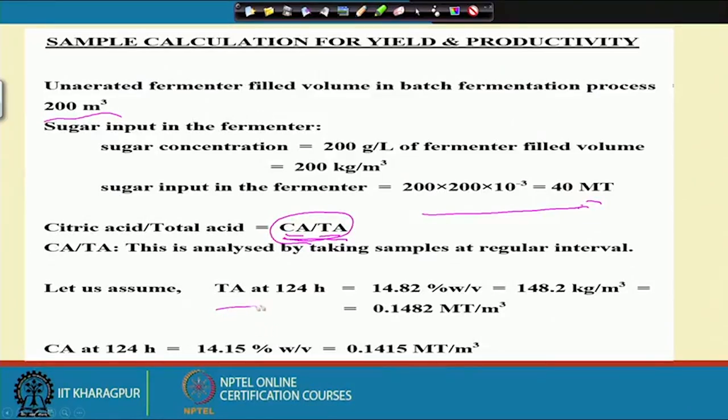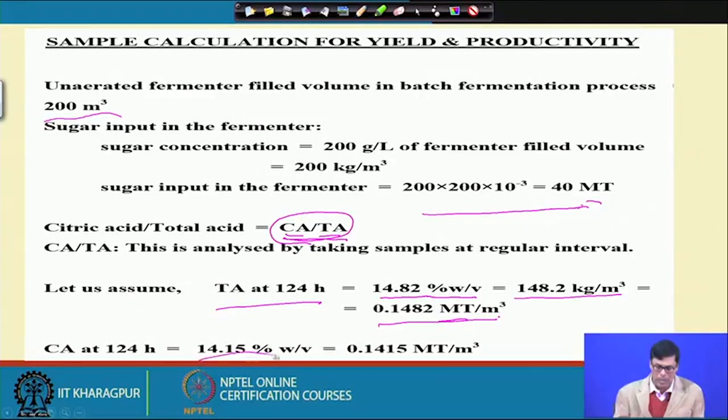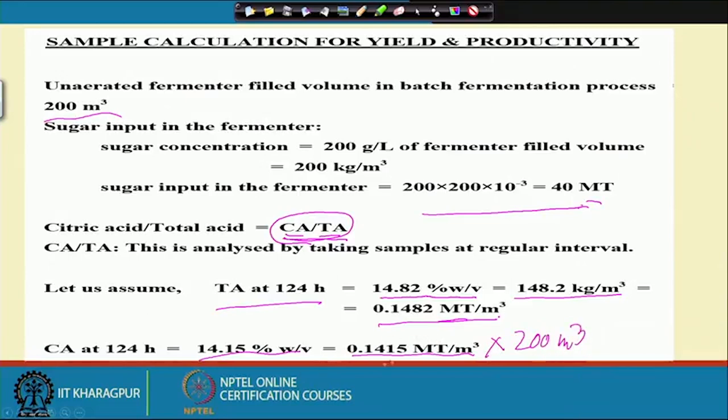So now total acid at 250 degree centigrade is 14.82% weight by volume. Well, that means 148.2 kg per cubic meter. So you can easily find out the value in metric tons per cubic meter, and similarly, if you know the concentration of citric acid, you can find out in metric tons. If you multiply it by 200 cubic meter, you can easily find out how many metric tons of citric acid are produced by your industry.